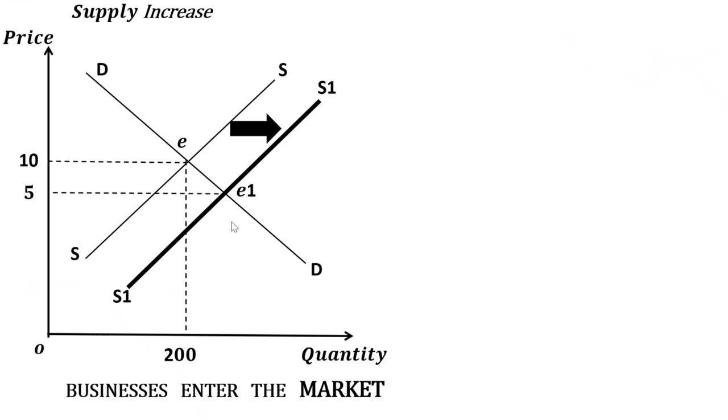A new equilibrium is formed. When the supply curve shifts to the right, your price decreases and your quantity on the market increases. Can you see there? There you can see when the supply curve shifts to the right, the price decreases from 10 Rand to 5 Rand at the new equilibrium E1, and the quantity demanded in the market will increase from 200 to 300.